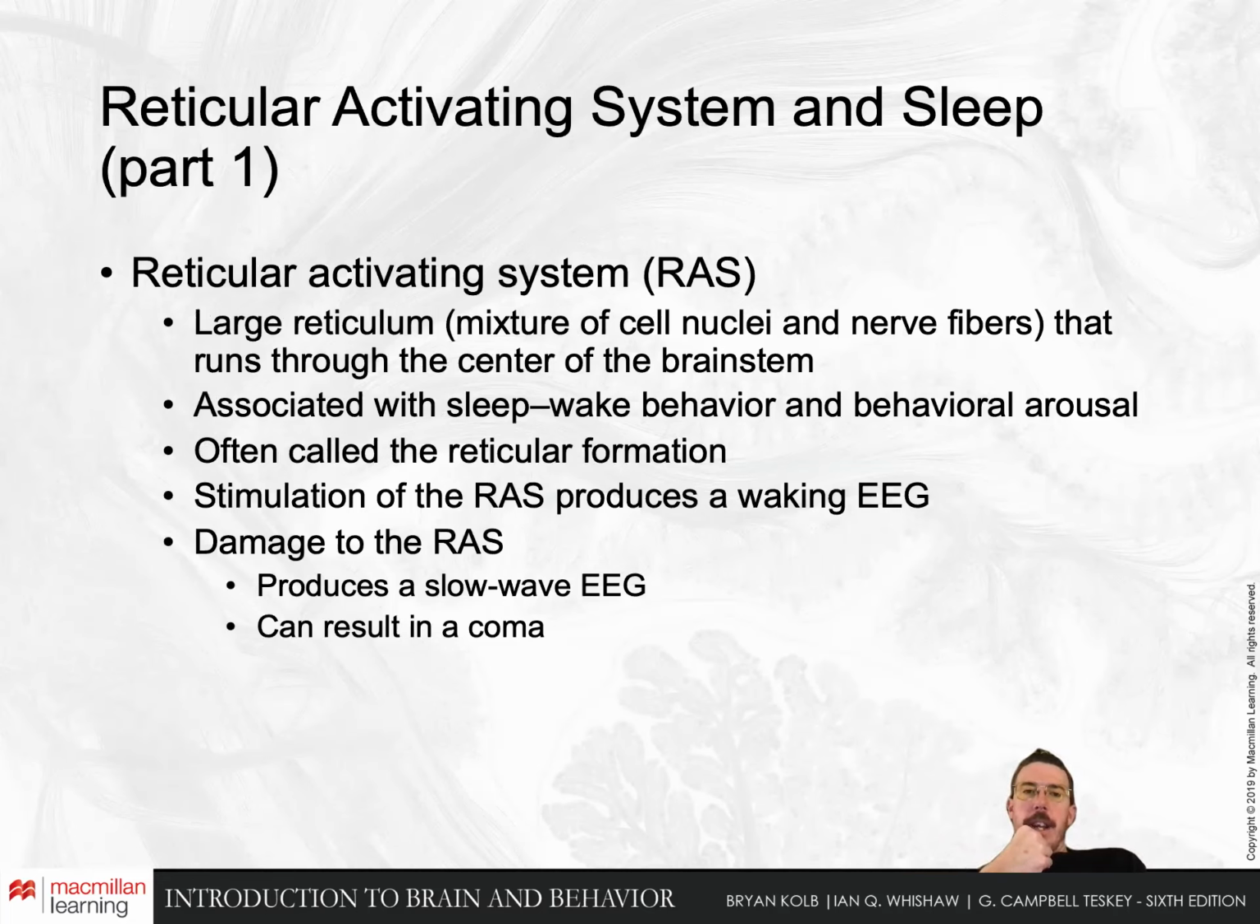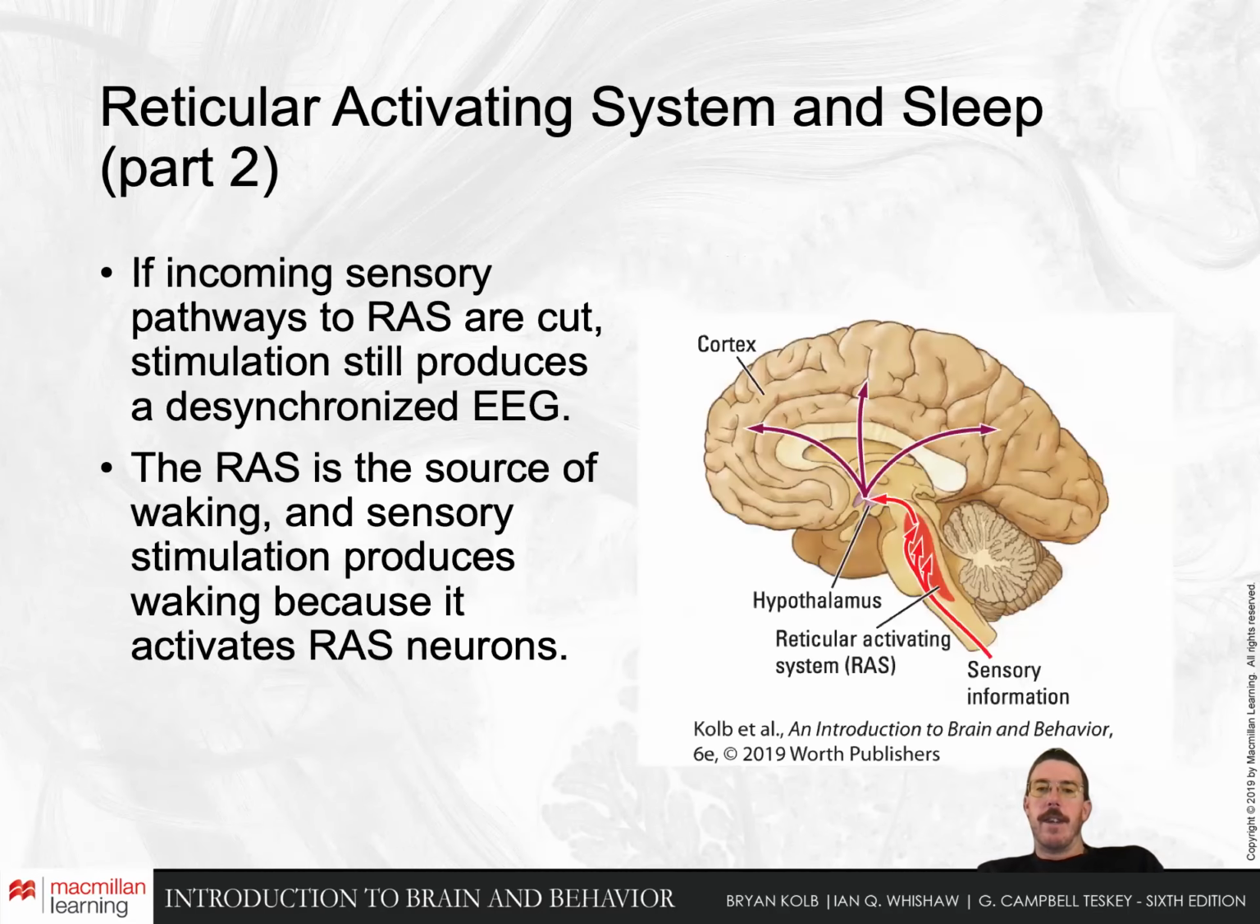The reticular activating system, we've learned in our anatomy section, is this large structure in the middle of the brainstem, a mixture of nuclei and fibers. It's associated with sleep-wake behavior and arousal. It's called the reticular formation as well. If you stimulate it, you produce a waking EEG, and if you damage it, you can produce slow waves similar to sleeping, and this can lead to a coma. And so many times when brain injury leads to lasting comas, it's from damage to this particular activating system.